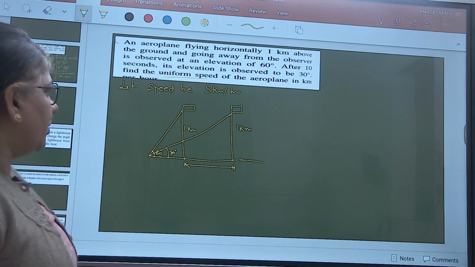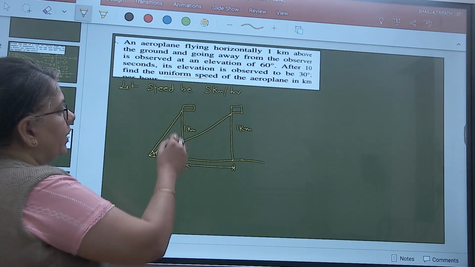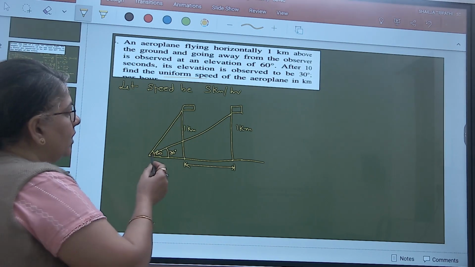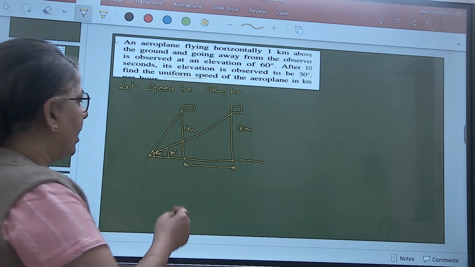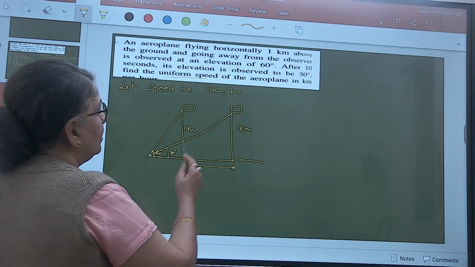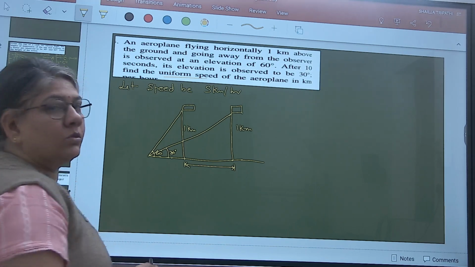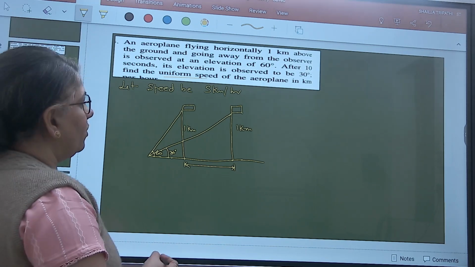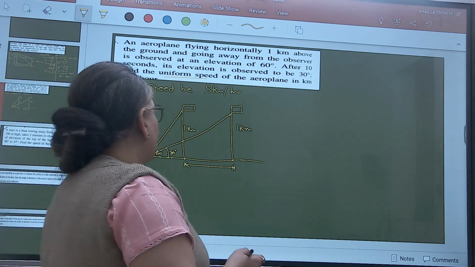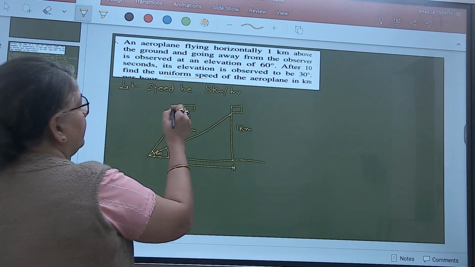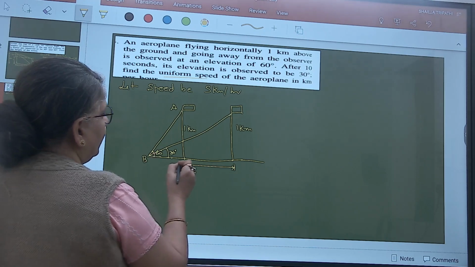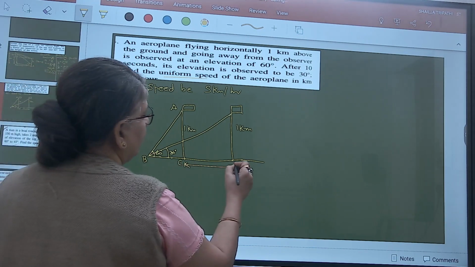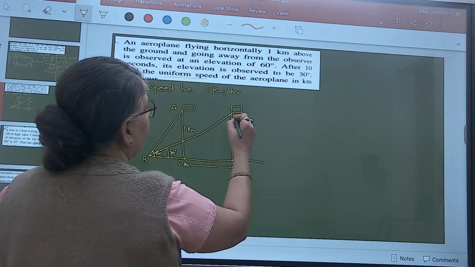So this is the question: the aeroplane, which is 1 kilometer above the ground, initially had an angle of elevation of 60 degrees. After 10 seconds, the elevation changes to 30 degrees. We have to find the speed of the aeroplane. Okay, so let's label the diagram A, B, C, D and E.